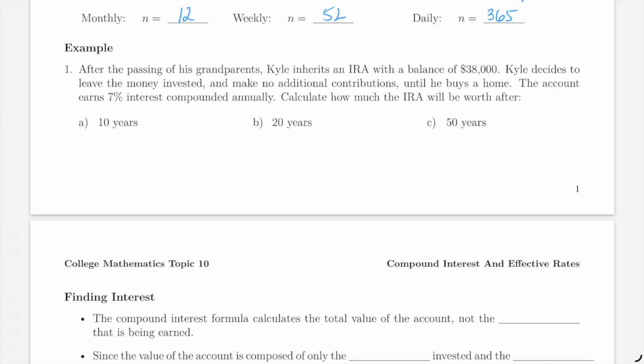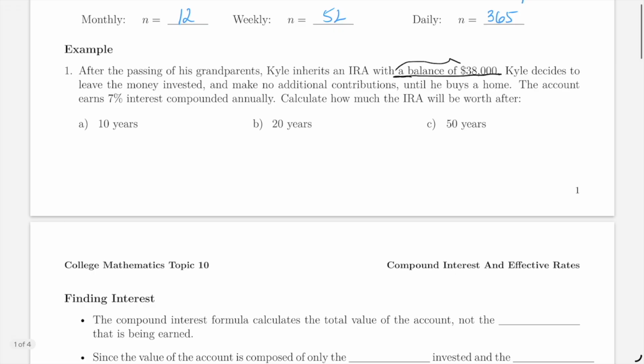So the first thing that I want to notice is it says it has a balance of 38,000. That's going to be P. That's our initial or our principal amount. Kyle decides to leave the money invested. In other words, he doesn't necessarily need it. He could run out and buy a new car with that right now if he wanted to. But he said, you know what? I'm going to save it for a house.